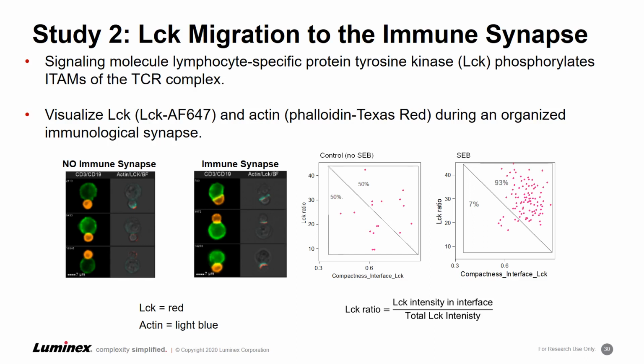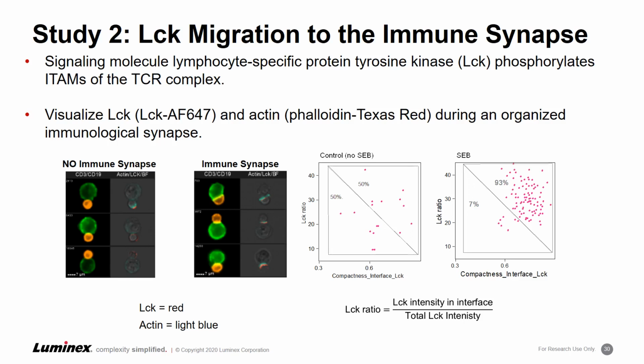And now we're going to be looking at the conjugates that have high LCK signal, and I do this by measuring the LCK ratio, which is the intensity of the LCK in the interface divided by the total intensity of LCK of the T cells, versus the compactness of LCK at the interface. And the populations on the dot plot are from the immune synapse gate of the bright detail intensity of actin at the interface versus bright detail similarity of CD3 and CD19 that I've been using, and the pink dots are that from the synapse gate.